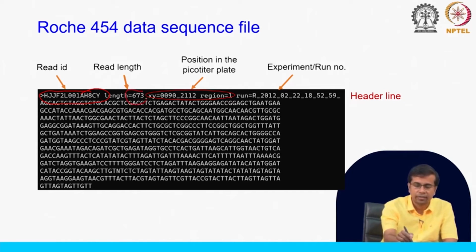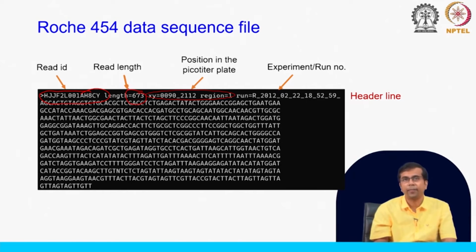So, here is 673 bases. Then the xy is the position in the picotiter plate, and xy and region give you the position in the picotiter plate. If you remember these picotiter plates, you have these wells, each well contains one bead, right, and on the bead you have these DNA fragments. So, this gives you the position in the picotiter plate.